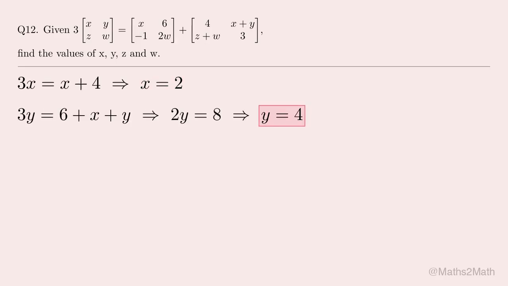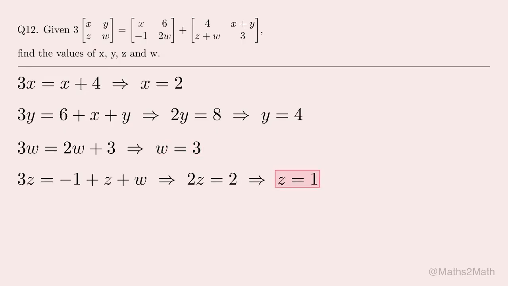Top right, 3y equals 6 plus x plus y. With x known, 2y is 8, y is 4. Bottom right, 3w equals 2w plus 3, so w is 3. Bottom left, 3z equals z plus w minus 1, giving 2z equals 2, z is 1.